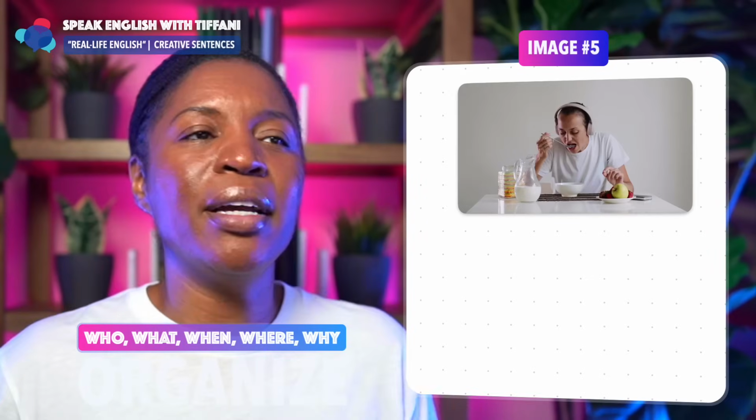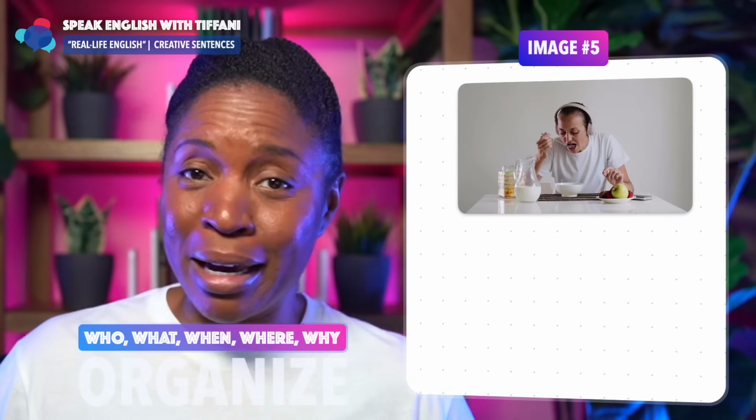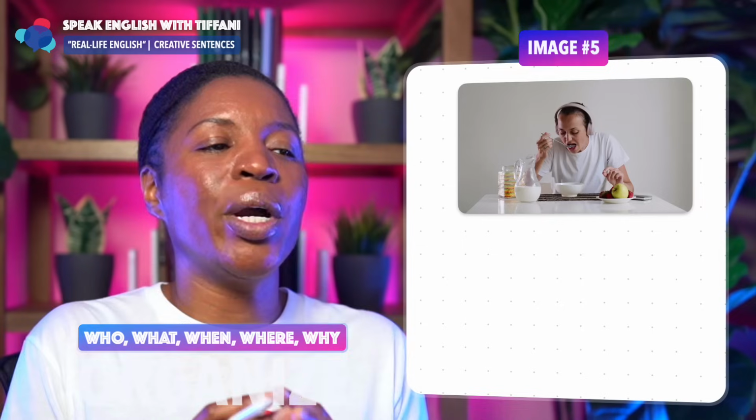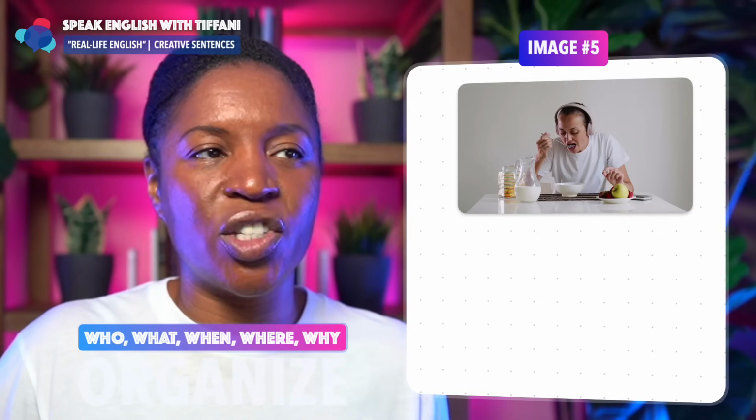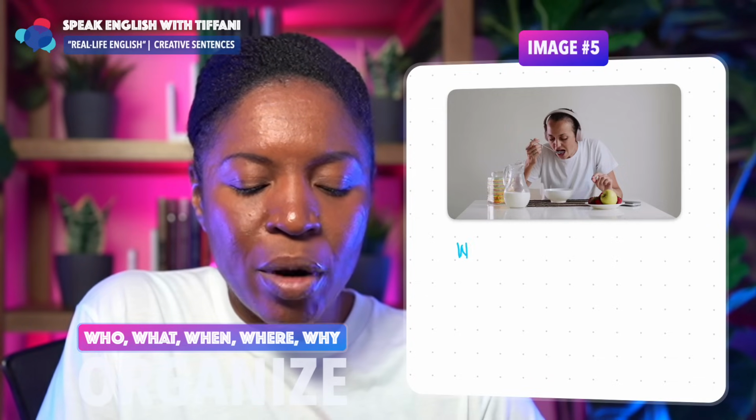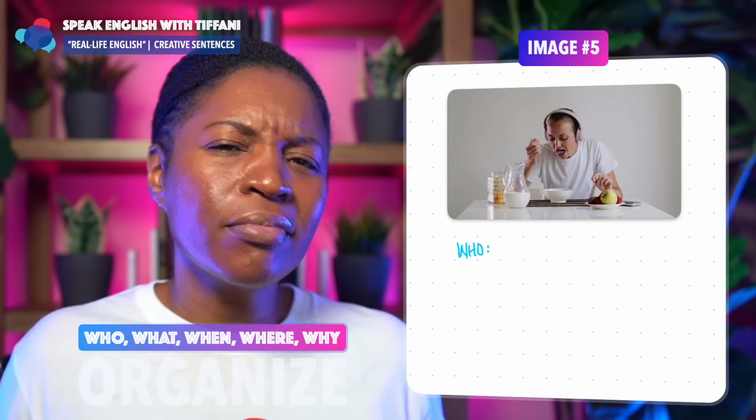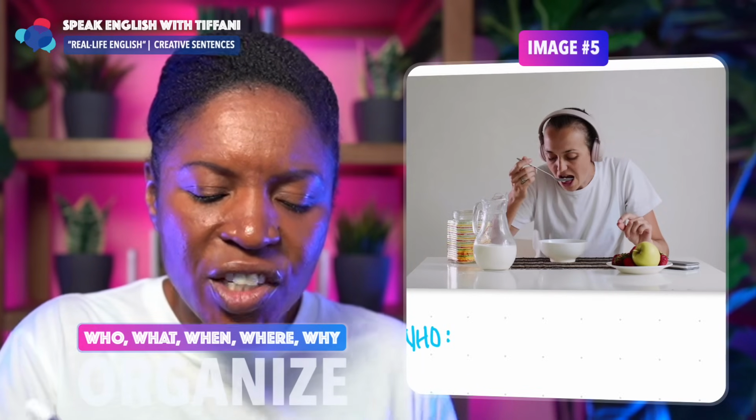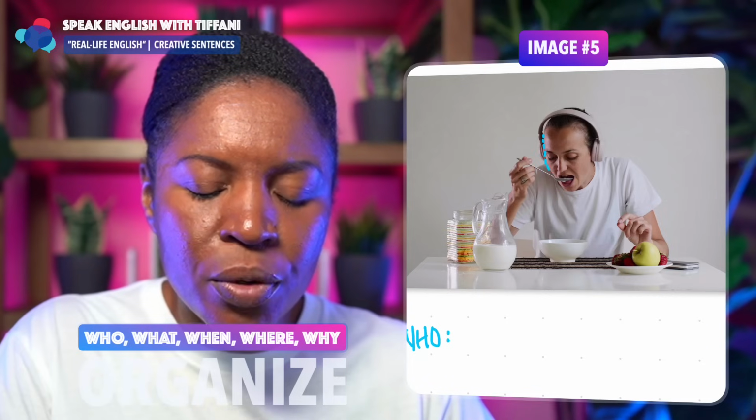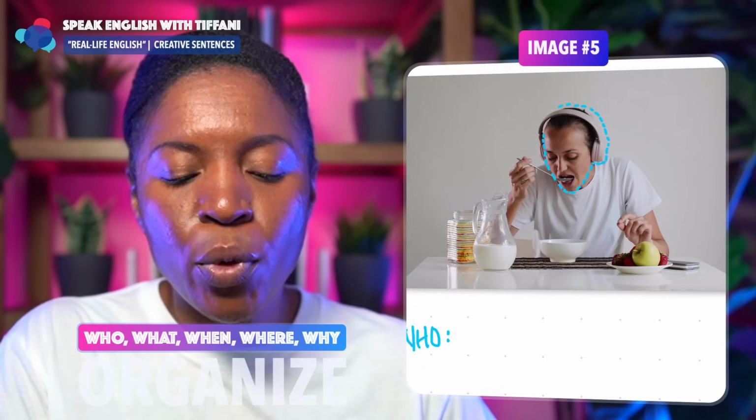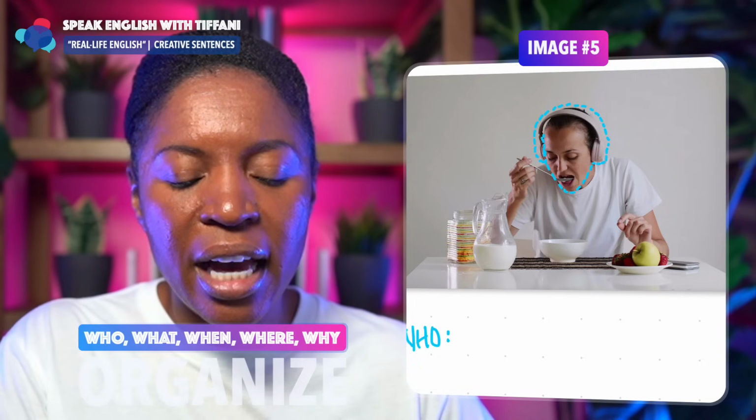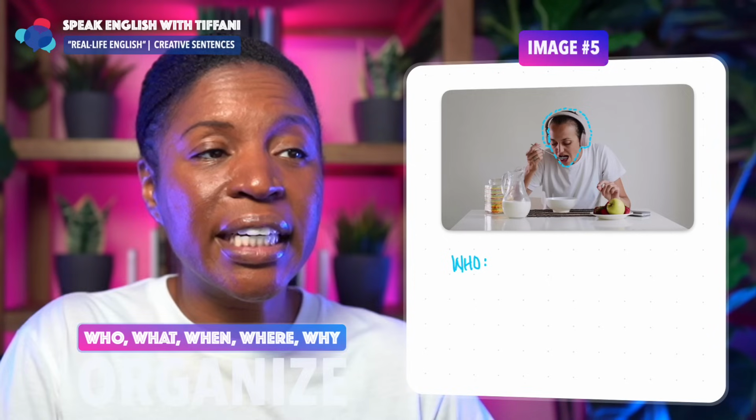So I want us to look at image number 5. Here's image number 5. This woman is also enjoying a meal. But remember, we have to start with who. We want to organize the 5 W's. So I want us again to look at this image, and I want us to figure out who this is. So trying to figure out the who. I'm going to say, as I zoom in on the image, I see that it's a woman, but I also see that she is wearing headphones. So I'm going to describe her and mention the headphones. So here we go. Who are we looking at in this image?